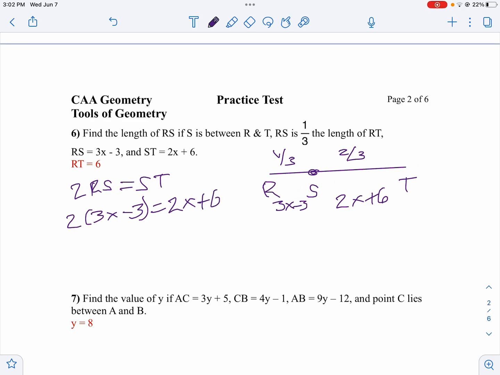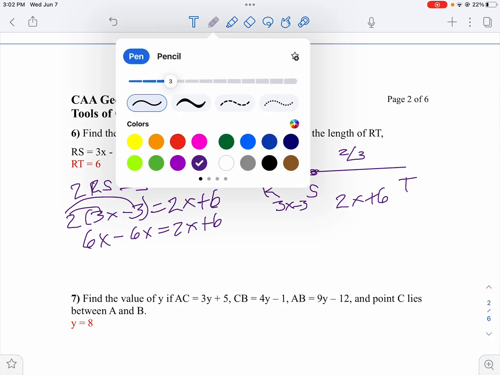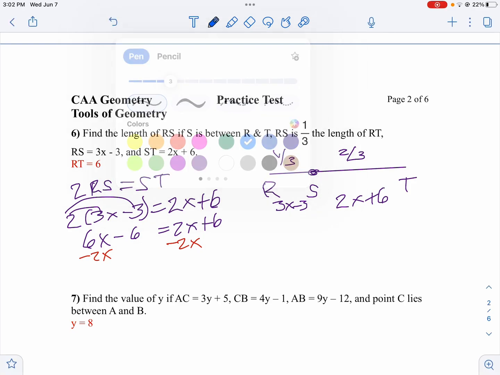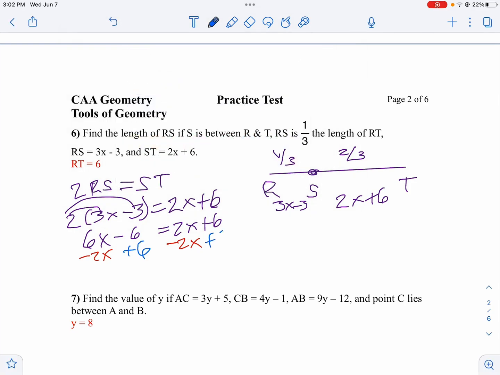Well, let's solve for x. So distribute, we get 6x minus 6 equals 2x plus 6. And then let's get all the variables on one side, so we'll subtract 2x from both sides. And at the same time, let's add 6 to both sides. So in other words, 4x equals 12, or x equals 3.